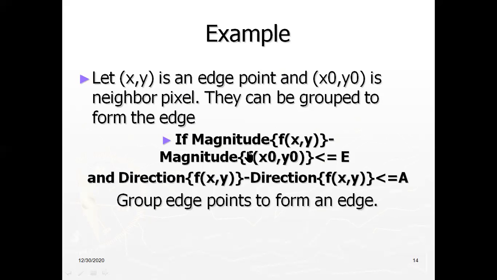Please try to understand this concept, students. The concept is simple. Find the difference between the magnitude of two pixels. If it is less than or equal to some threshold value, and along with that, if the difference of these two pixel angles is less than or equal to A, in that case, you group both the pixels into the same edge points. This concept we call the local edge linking algorithm.